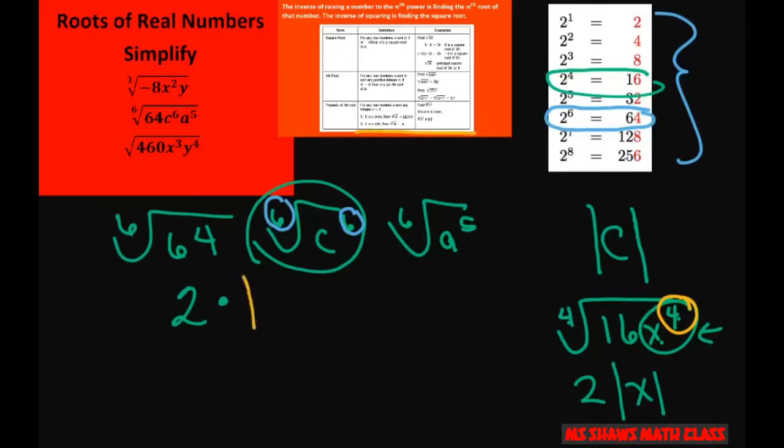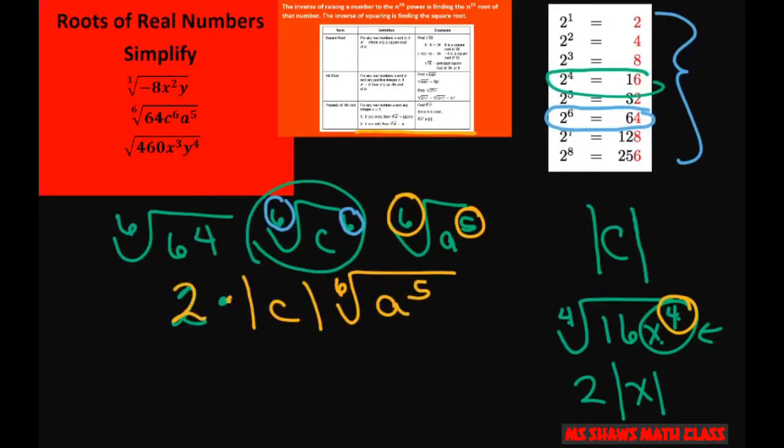So we're going to do absolute value of c. Now the power is smaller than our root, so we have to keep that in as is: the 6th root of a to the 5th power. And that would be your final answer.